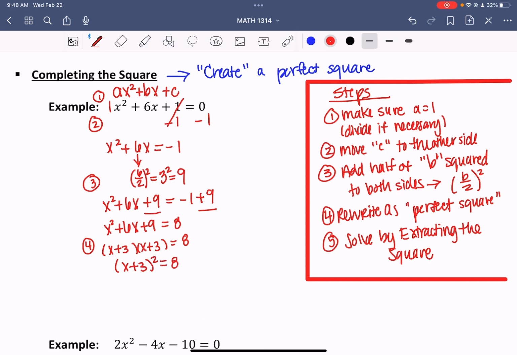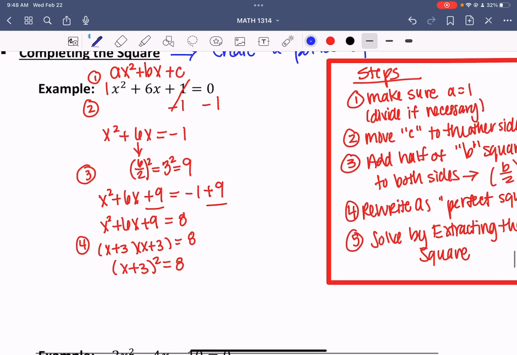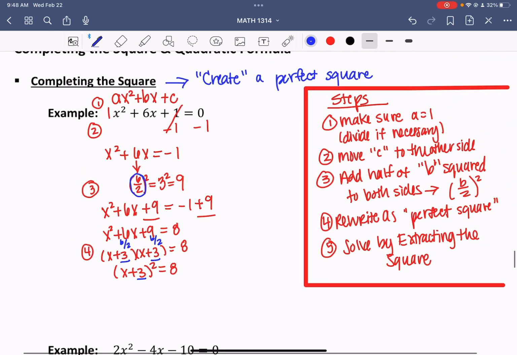What you'll notice through this trend is this 3 right here is always going to be your b over 2 value. So you can see that here. This b over 2 was equal to 3. That's what's landing right here, or more specifically right here in the parentheses. Now, that was step number 4, rewrite as a perfect square.